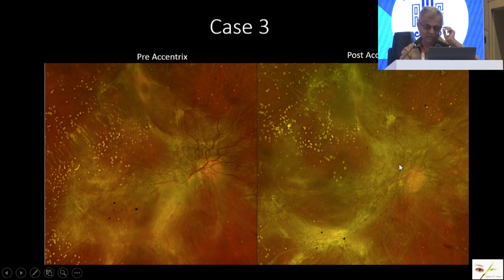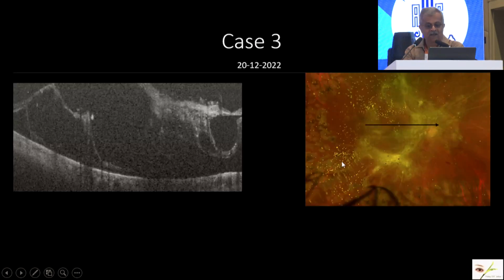Now again, I'm showing you an ultra wide field image, which is magnified, so resolution is still good, because this is a magnified view of the area of interest. Now, when you do OCT, you realize that the retina is somewhere here, and this is the membrane that you are seeing, and not retina.